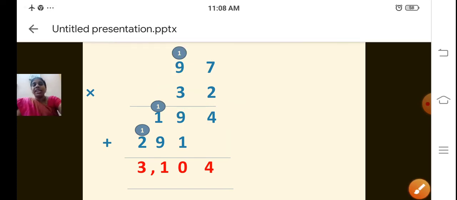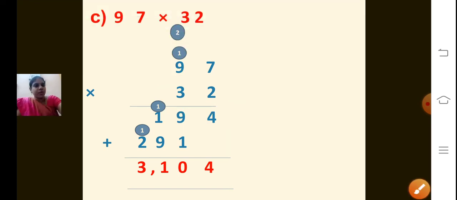So write it down. Leave one space. Why have we left one space? Because this is the tens place, right? So a 0 should be added. So I'm just leaving that 0 and starting from this place. So 291. After that, what we have to do? You have to add these two numbers. So my answer is 3104.